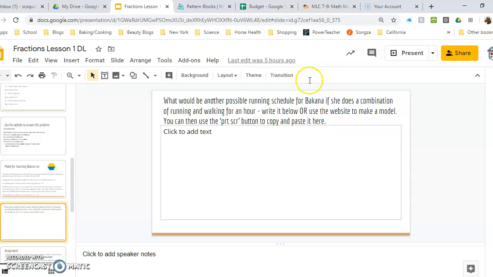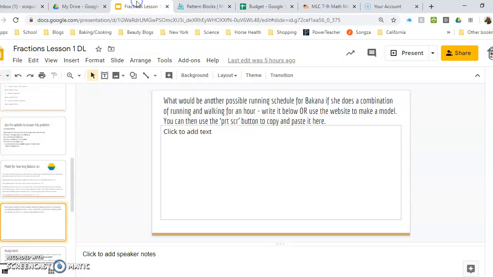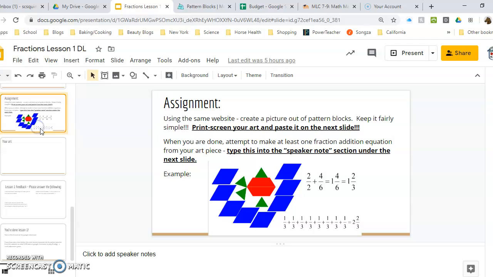So that's what I sort of wanted you to come up with for that. And then using that, I wanted you to come up with another schedule of running and walking and have that whole thing add to an hour. So what are other combinations you could do using the red, blue, and green to get it to add up to an hour? And I saw lots of different examples, and those were all really well done. So then I just asked you to do a little bit of your own problem creating. Again, I really liked some of the art you came up with.